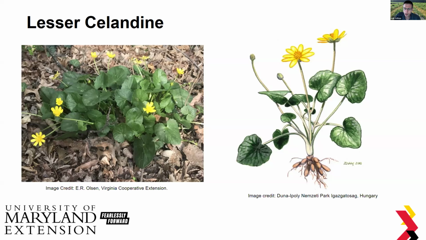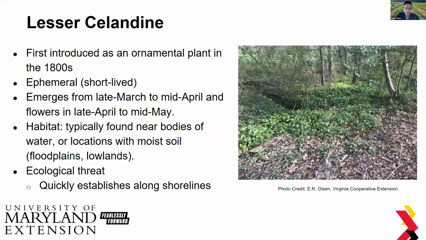Lesser celandine does reproduce by aerial bulbils, and it has tubers along its roots, which we can see in the picture to the right. So lesser celandine has actually been around for a while, first introduced as an ornamental plant in the 1800s.